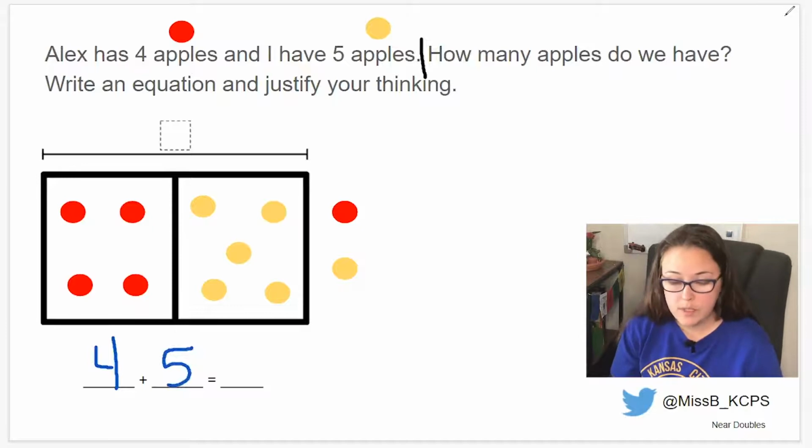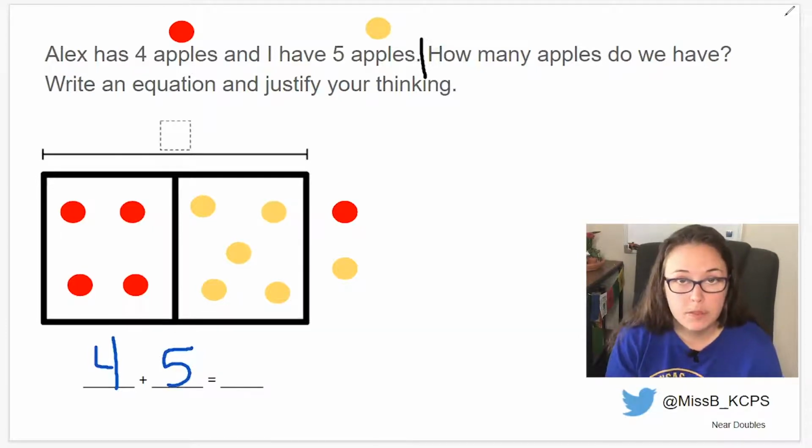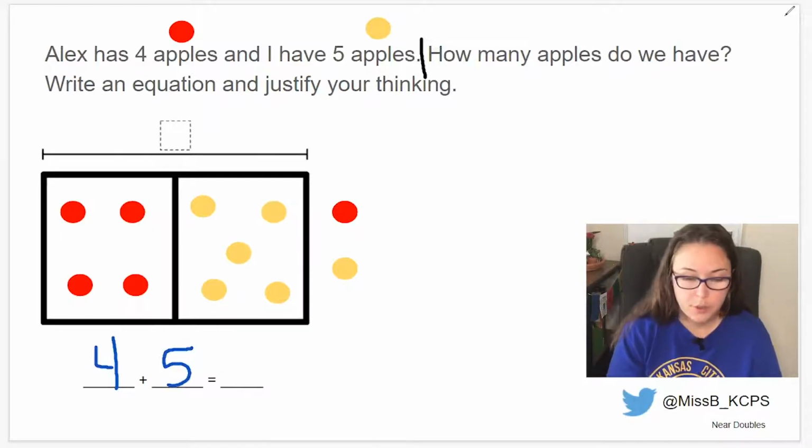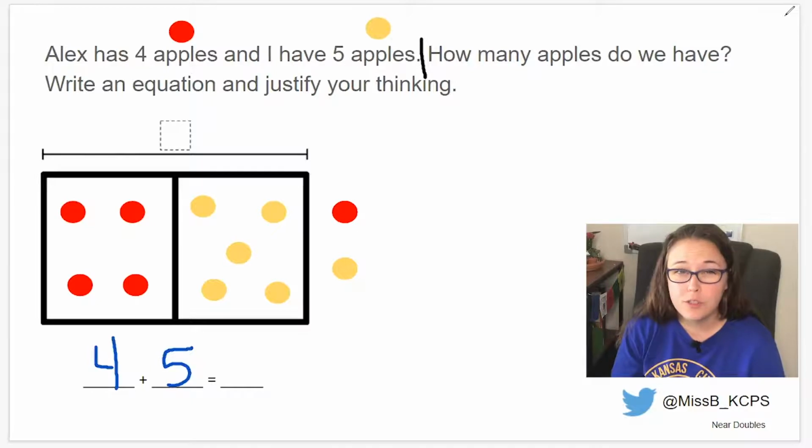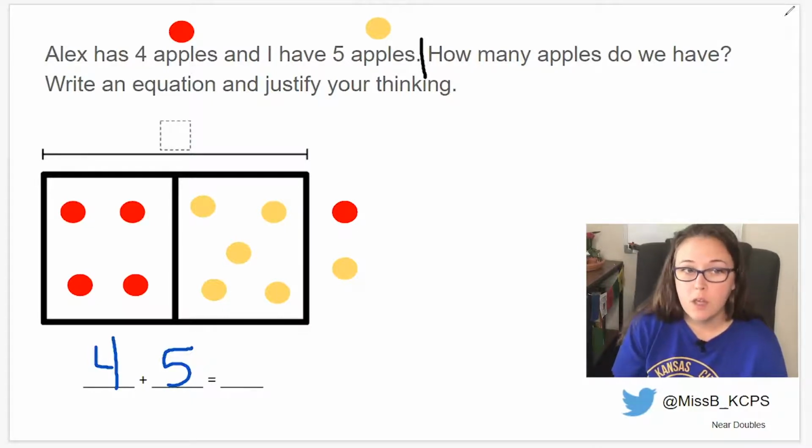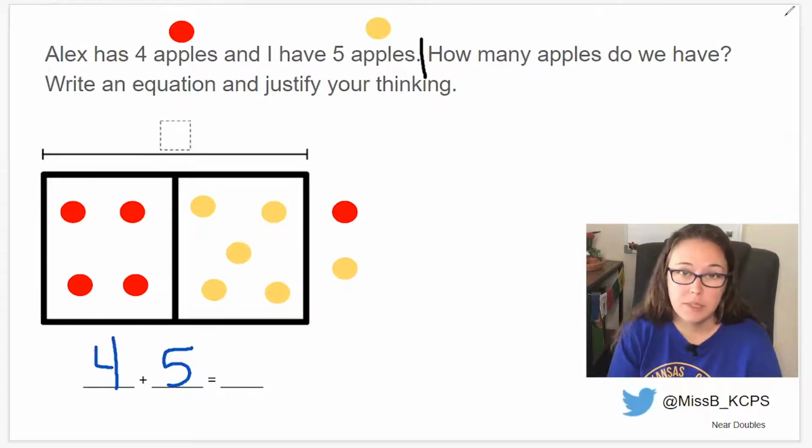Now, when we talk about the strategy of near doubles, it's really important to remember your doubles. So can you find a double fact that is close to 4 plus 5? Remember, doubles are facts that have the same number in both addend positions.